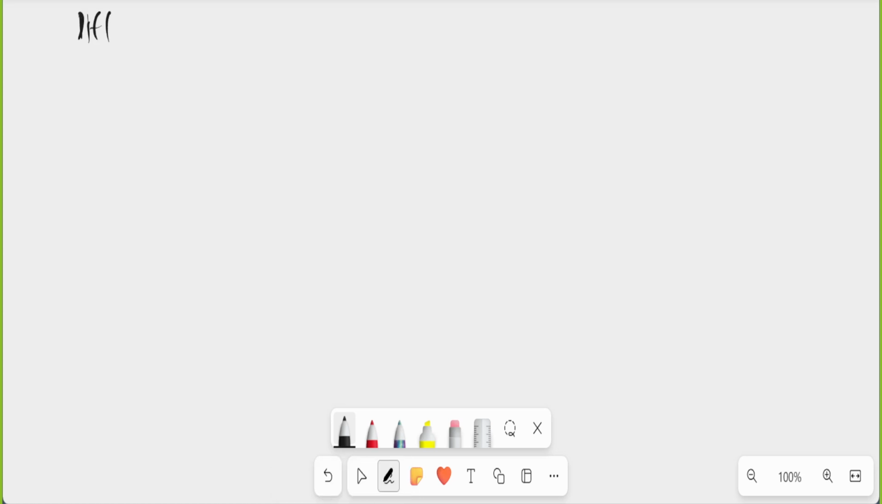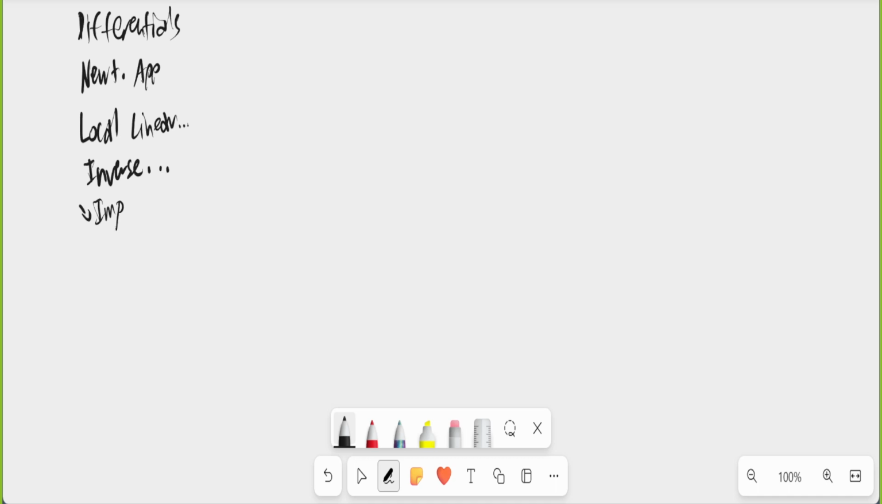So differentials, Newton's approximation, and local linearization. And then we got inverse trig derivatives as well, and that goes with implicit, which I talked about last week. If you guys want to learn more about that, you can see the video that I put in the section on the Discord. So we'll just do these for now.